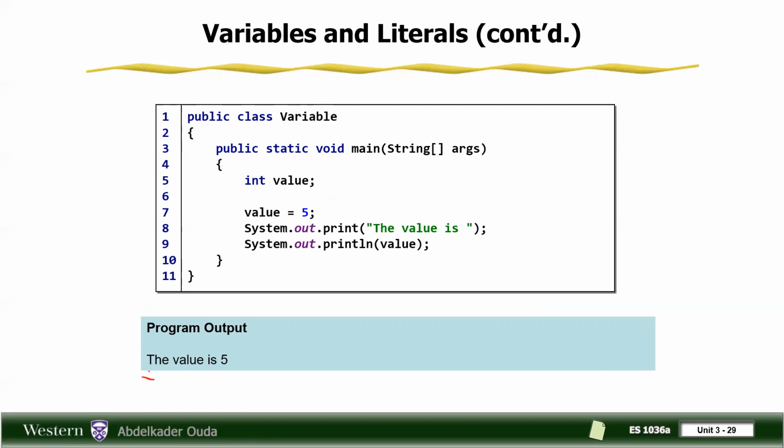Actually, I have a quick question. When you do the first System.out.print, what would happen if you put a println? Would it just go to the next line? So the 5 will be printed on the next line. It will print the value is, and the 5 would be on the next line if I use a println or I use a slash n. Okay, thank you. You are welcome.